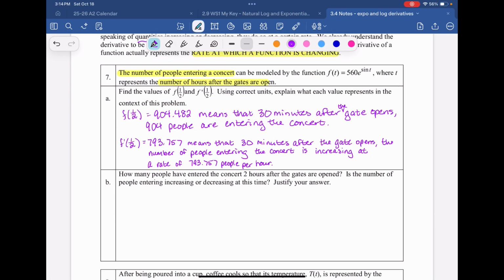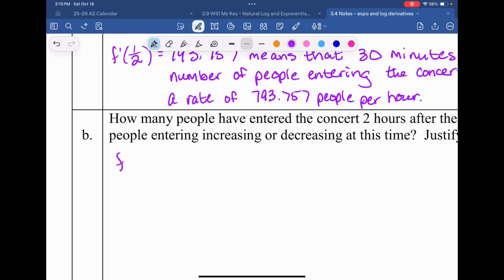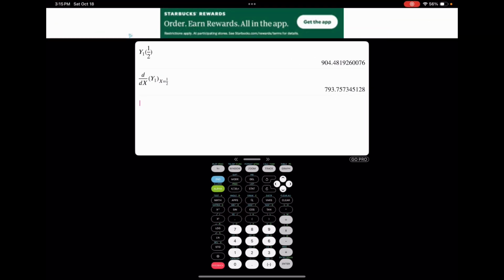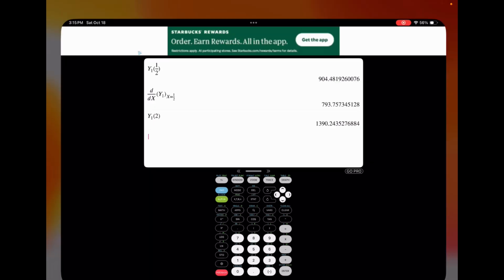Okay, same function. The number of people entering a concert is given by the function, where t represents the number of hours after the gates are open. Part B says how many people have entered the concert 2 hours after the gates are opened. It mentions nothing about a rate here. This must mean we just want to find the basic value f of 2, because it doesn't mention the rate. It just wants the number of people in the concert 2 hours after the gate opens. So we're going to do alpha trace y1 parentheses 2: 1390.244.